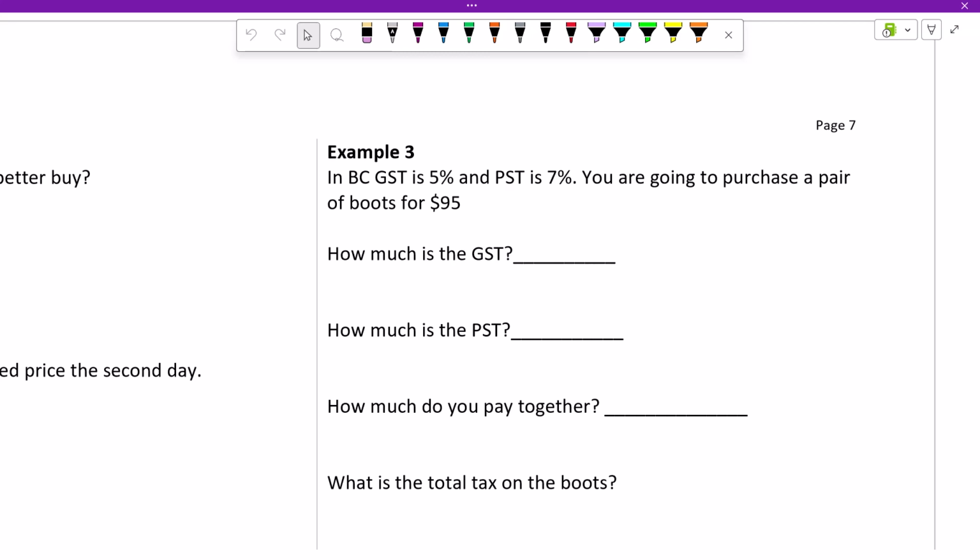All right, so here we go. In this particular case, we're going to find out what is the GST and what is the PST on these boots. All right. So the GST is 5%. Why are we giggling? You're supposed to be listening right now. If the GST is 5%, we want to figure out how much money that is going to be for our $95 pair of boots. We need to do a calculation.